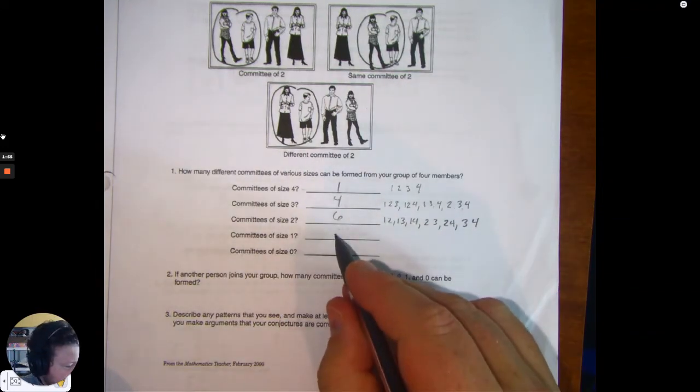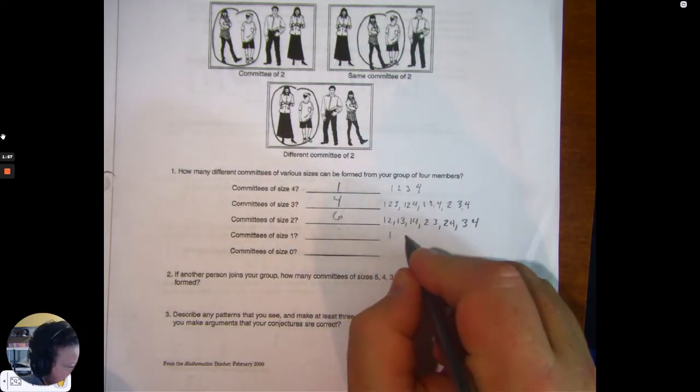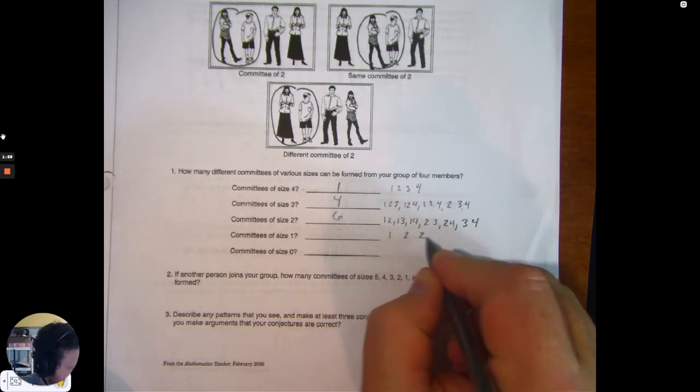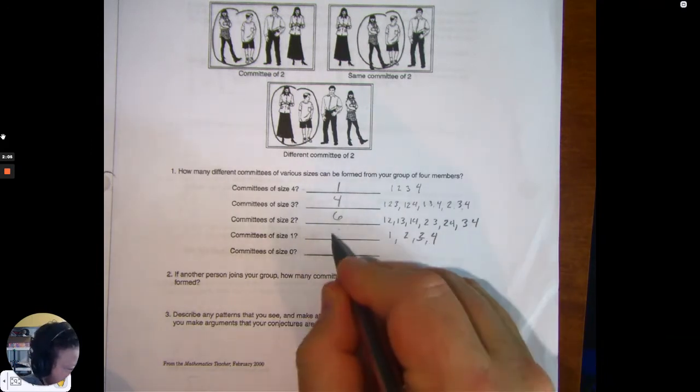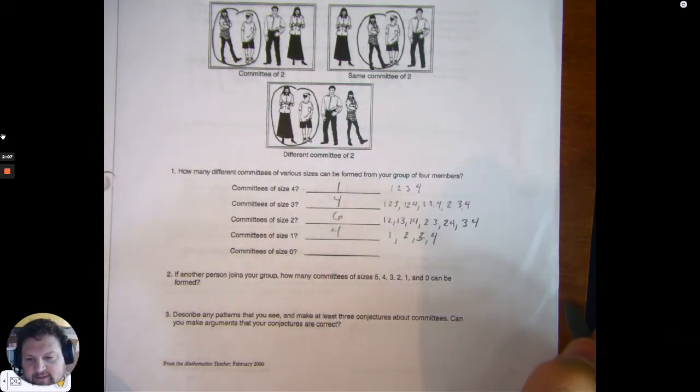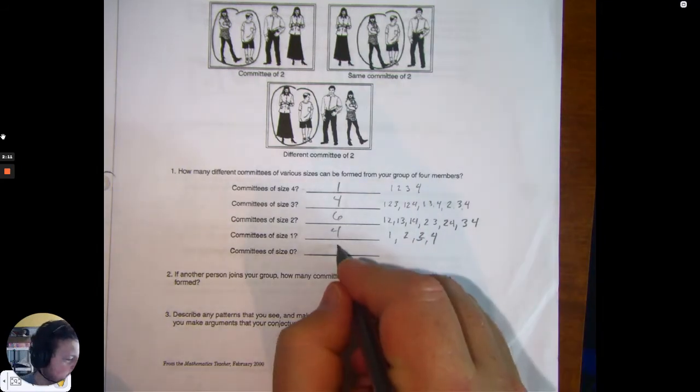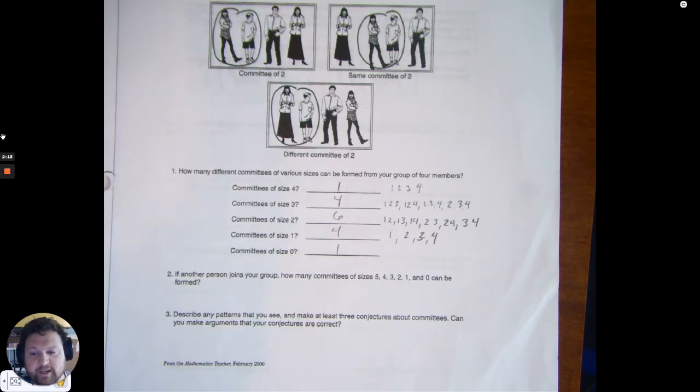Okay, if I only want 1, well then I could have just 1 by himself, just 2 by themselves, just 3 by themselves, and just 4 by themselves. So there are 4 different committees of size 1. And then if I'm looking at a committee size of 0, there's only one way to take no one, and that's to take nobody.